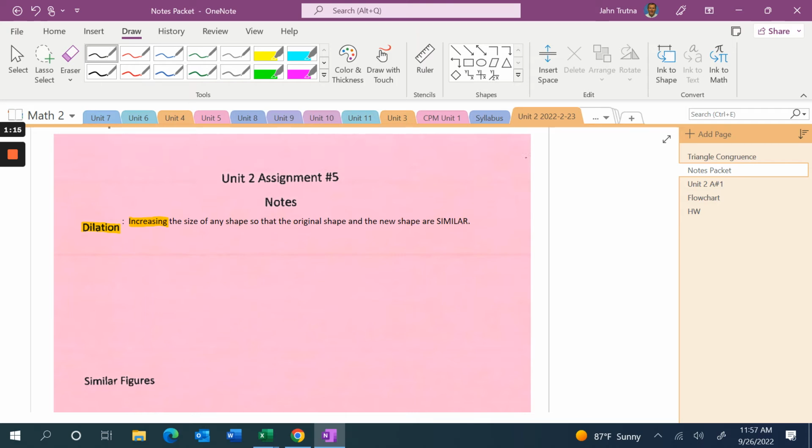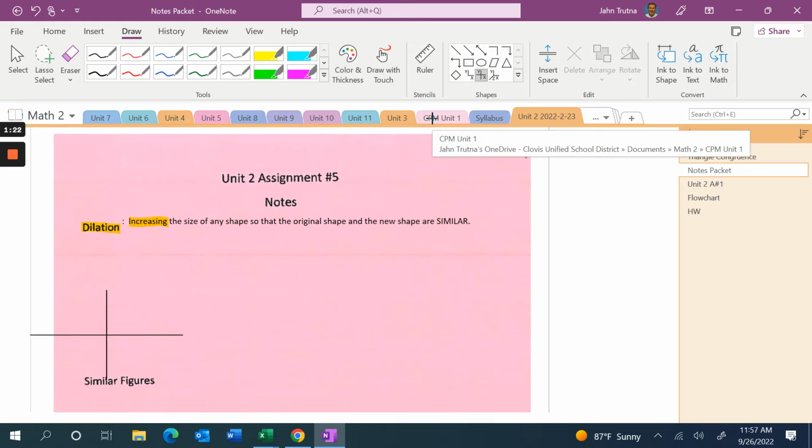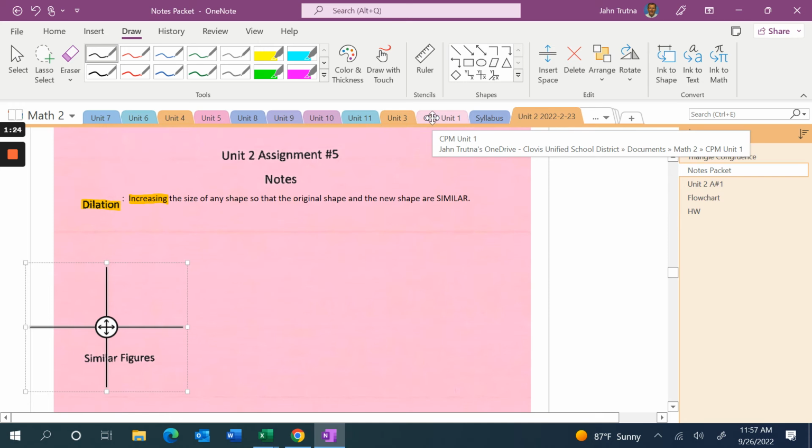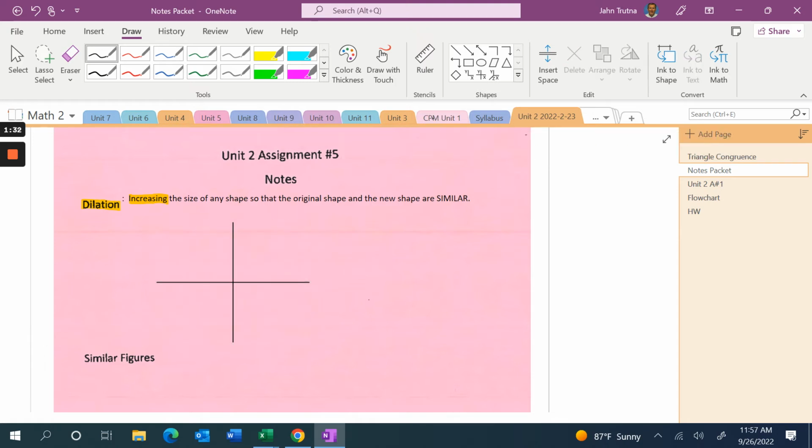And what you're going to be doing is taking shapes on graph paper and dilating them to make them bigger. Okay, so first of all, let's start with the shape here. I'm going to go ahead and draw an x-axis and a y-axis here, and I'm going to carry the x and the y-axis out to 9 in every direction.